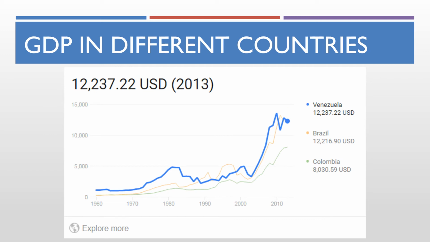Here, Venezuela, Brazil, and Colombia. Again, those are basically countries very close to each other in the South American continent. And you can see how they are closely related to each other. And the interesting story is after the year 2000, which is the time when the World Cup and the Olympics happened in Brazil, all the countries see a very significant growth of GDP in the South American continent.